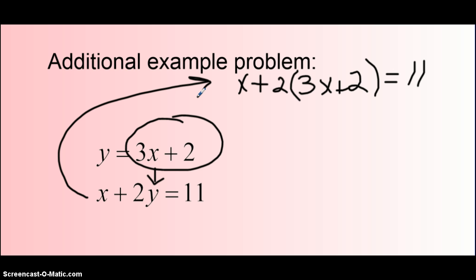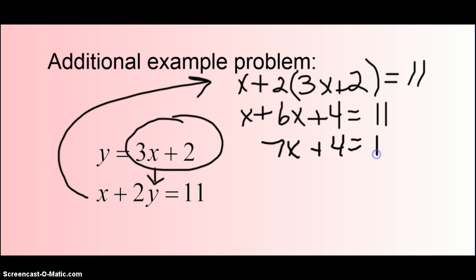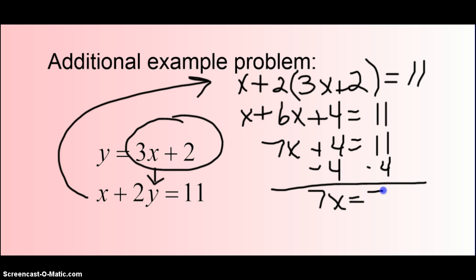So I still have to use that distributive property. I've got x plus 2 times 3x is 6x, plus 2 times 2 is 4, equals 11. x plus 6x is equal to 7x, plus 4 is equal to 11. The 4 goes over to the other side of the equation, so that now I just have my variable: 7x is equal to 7, divide by 7, x is equal to 1.